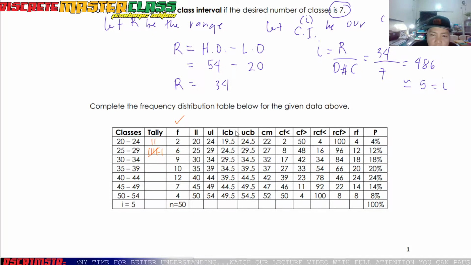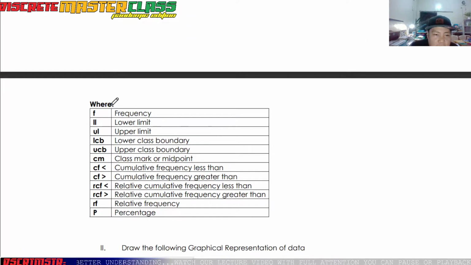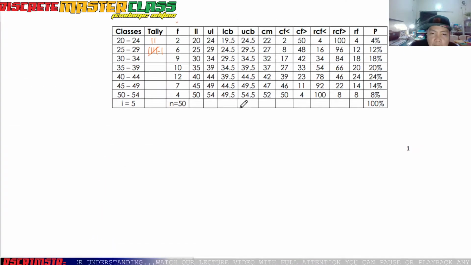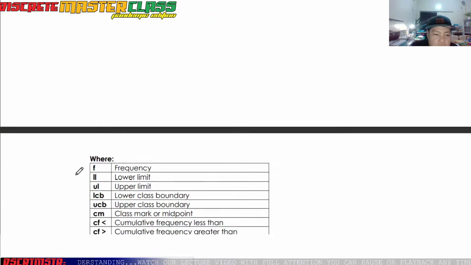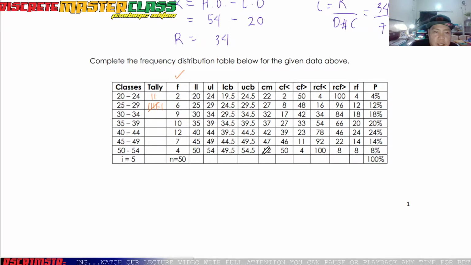Kaya mo na yan. Ano yung LL? By the way, lahat ng headers ay nasa notation. At ang notation natin ay nasa ilalim. Nandito yon. Kung gusto mong malaman yung ibig sabihin ng notation, nandito yan sa bandang ilalim. Okay? So, paliwanag ko lang yung first class natin.